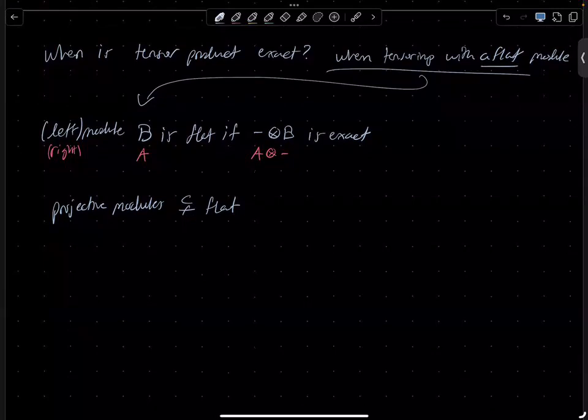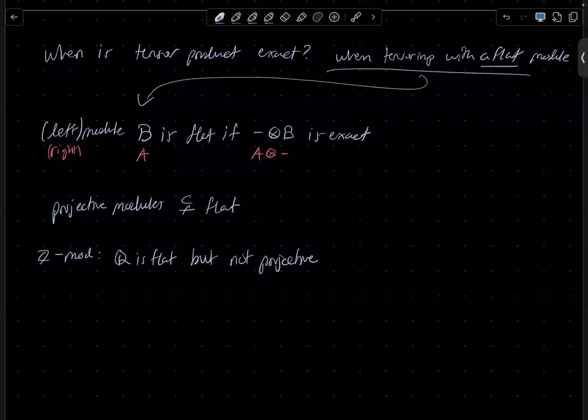So in Z-modules, here's an example that also requires some unpacking, so I won't. Q is flat, but it's not projective. So when you tensor with Q, that's exact, but Q is not projective, so you can probably prove something like, Q is not a direct summand of a free Z-module. You can probably prove that using some ring theory. Not super bad, but yeah, it's like that.